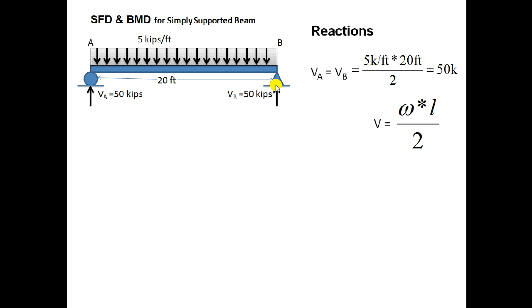Now I will draw the SFD and BMD diagram for UDL, uniformly distributed load. These are the reactions I have found in the same way as I explained earlier. By taking moment at point A we can find this reaction, and then by applying the formula Fy equal to 0 we can find VA.